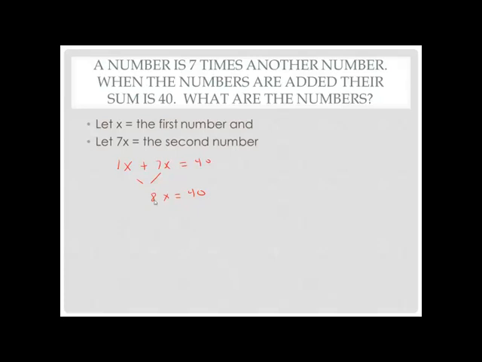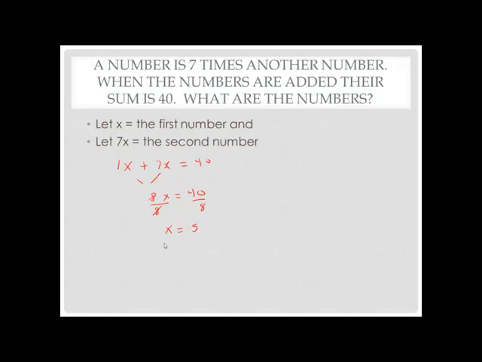And remember, this is really 8 times x, so if I want to isolate my x now, to undo that, I would divide by 8. And that shows me that x is equal to 5. Now remember what x represented. X represented the first number. So my first number is 5.